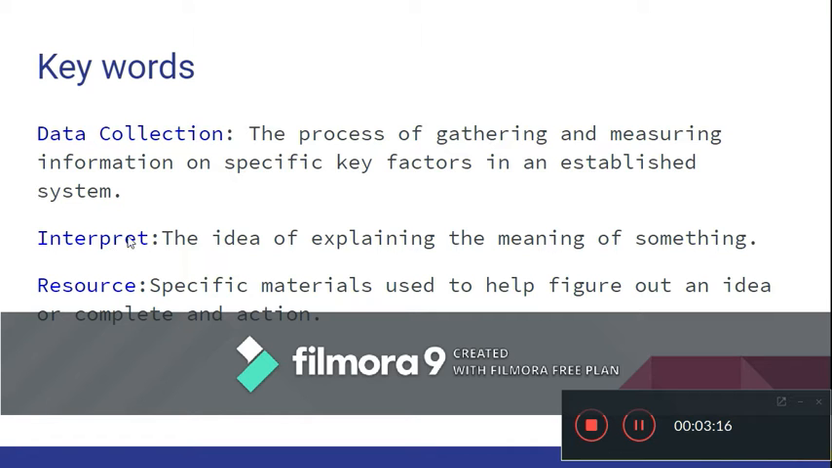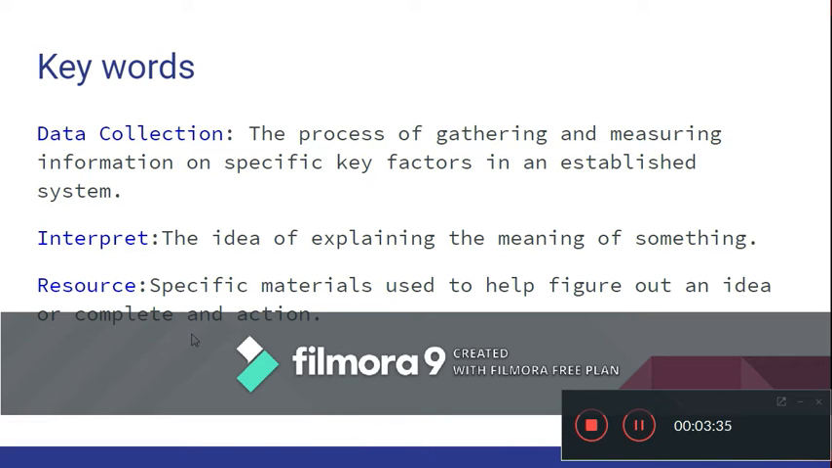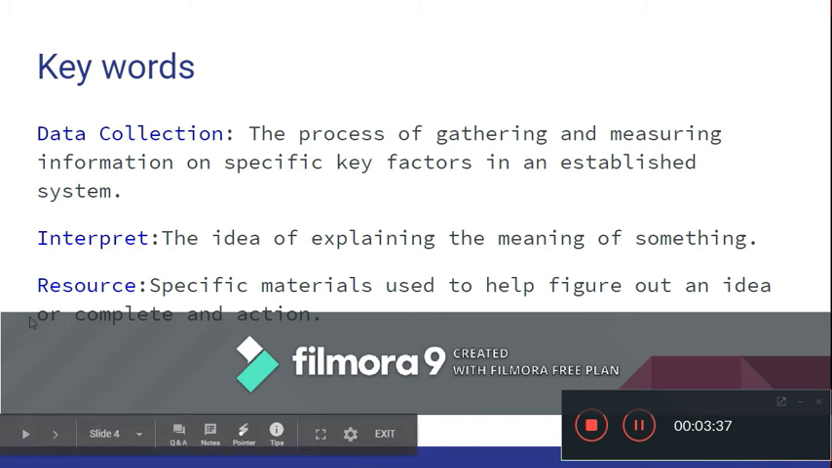Now, we're going to talk about the word interpret. This is the idea of explaining the meaning of something, like I'm doing now. Resource, specific materials used to help figure out an idea or complete an action. And this is usually the things that we use to help us when we conduct research or when we conduct different things to help us interpret data much better. And this is a very important thing when you have resources.